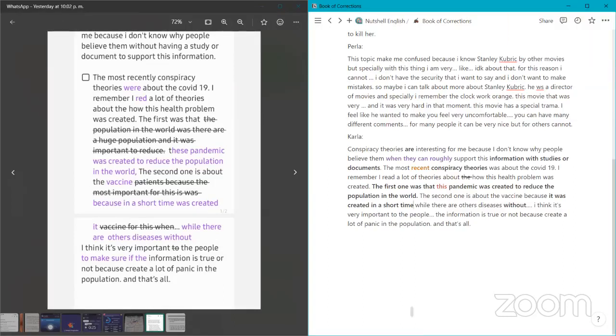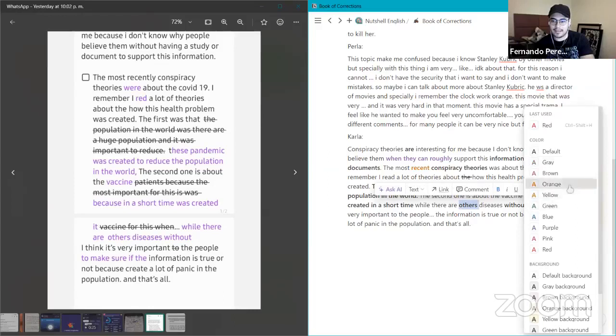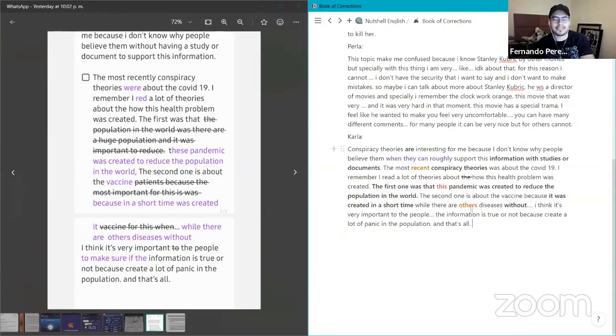Okay. While there are others diseases. The word others, have we talked about it? No, it was in another group. Let's give a break to Carlita and go now to a general view for Perla, Mitch, and Jessie. Who knows the difference between others, other, and the other? How do you know the difference between these three?